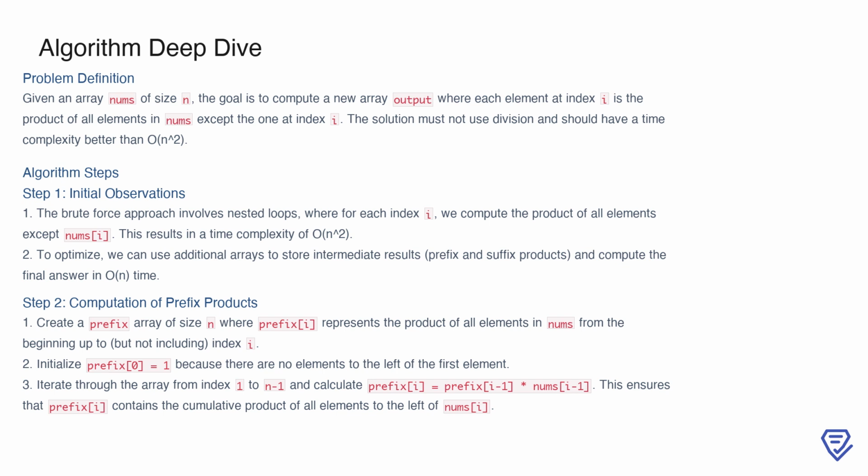We can do better by breaking the problem into manageable pieces. First, we calculate prefix products, which store the cumulative product of elements to the left of each index, and suffix products, which do the same for elements to the right. By combining these two arrays, we can efficiently compute the desired result for each index in linear time.